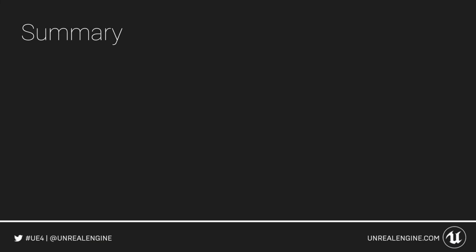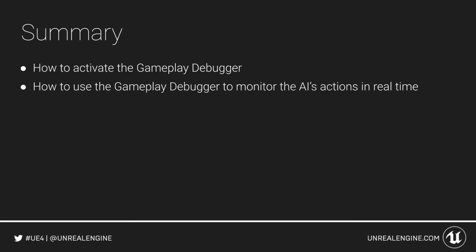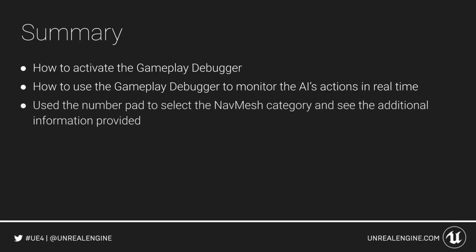In this video, we took our first look at the Gameplay Debugger. We learned how to activate it and how it can be used to monitor the AI's actions in real time. Finally, we selected the NavMesh category using the numpad and observed the information it provided.